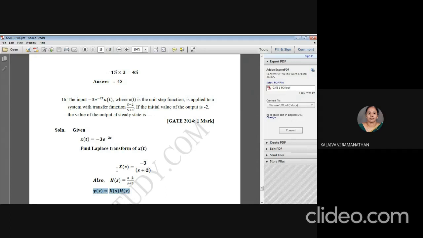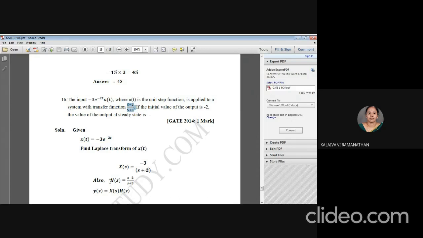and then you have to apply Laplace transform for the whole equation, and then you know that input is given like this, so it is x of t. So this is noted here as x of t, and then the Laplace transform of x of t is constant will be placed as such minus 3. Since e power minus 2t is there, you have the function as 1 by s plus 2. So you have noted your x of s. Then you have the transfer function given as s minus 2 by s plus 3.